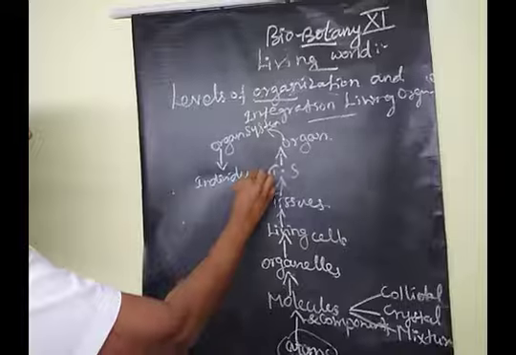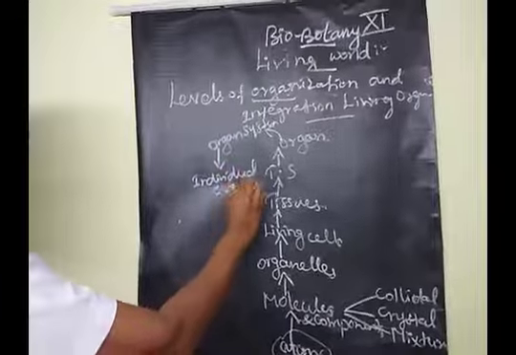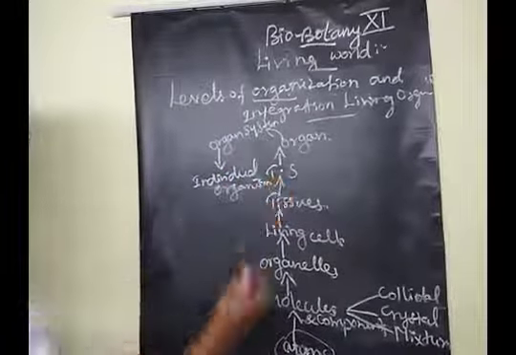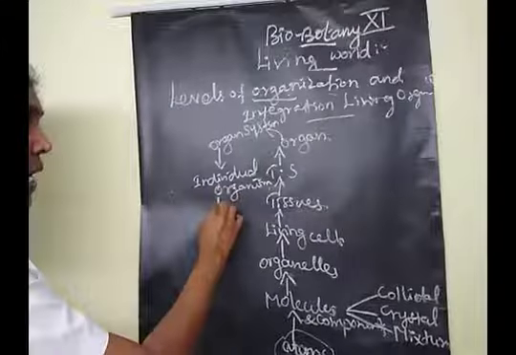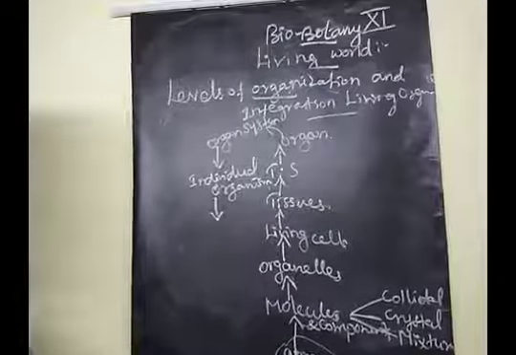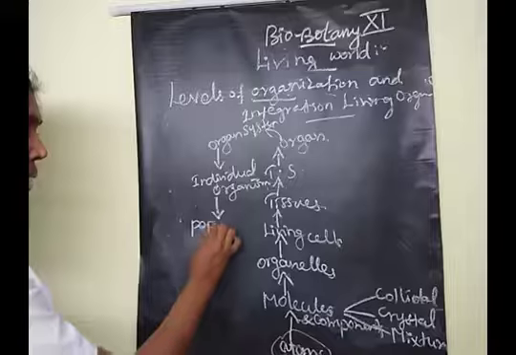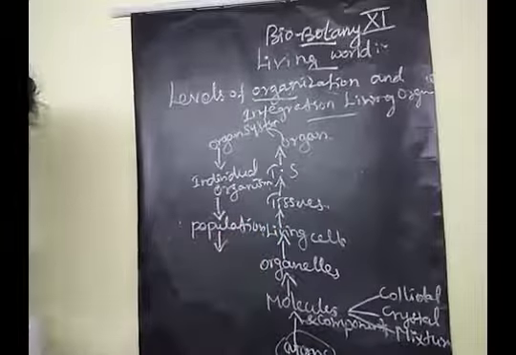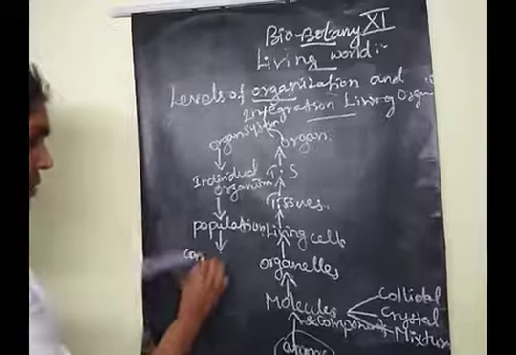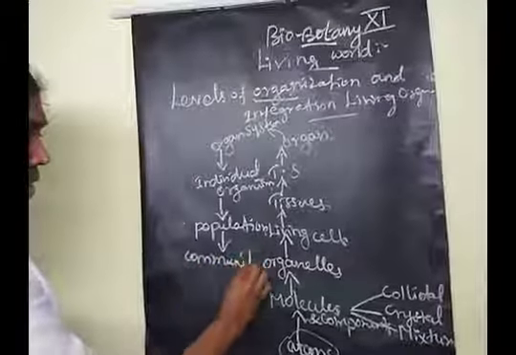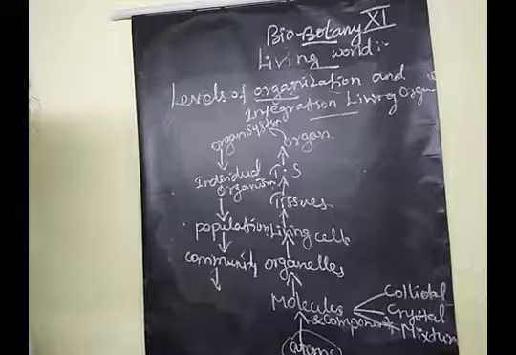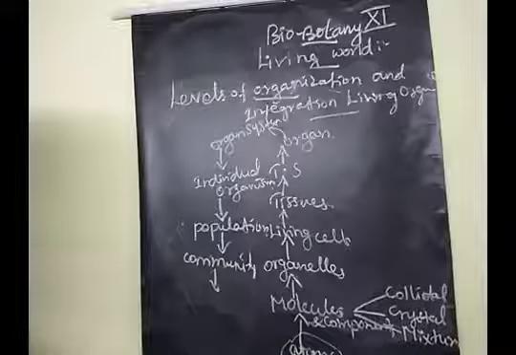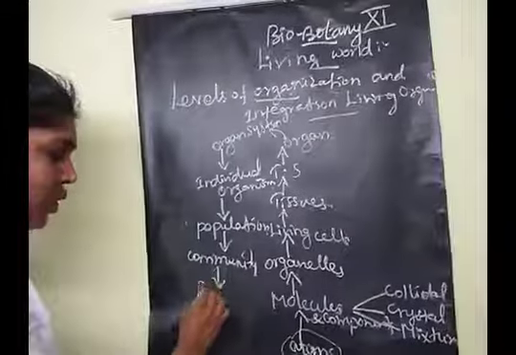Clear? Individual organisms form a population. Very good. Population. Okay. The population forms the community. Very good. Community. Then the community forms the next level. The community forms the ecosystem.